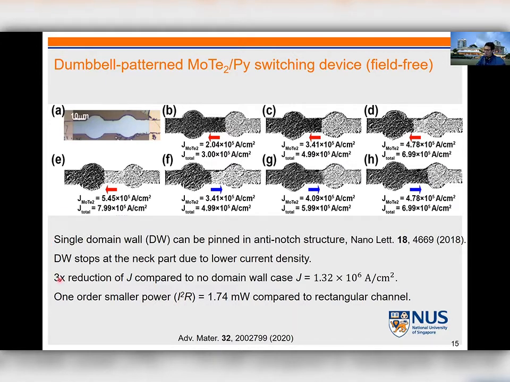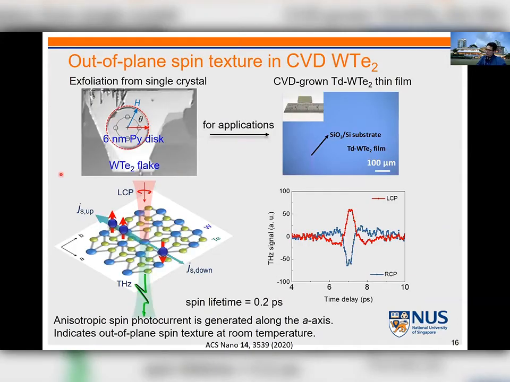We found about 3 times reduction of the switching current density and about 10 times reduction in total switching power compared to a conventional rectangular channel. So finally, we find that using these Weyl semimetals, we can have the advantage of much smaller power consumption compared to topological insulator cases. So far, my discussion is based on exfoliation of Weyl semimetals, which is also a disadvantage in terms of commercial effort.